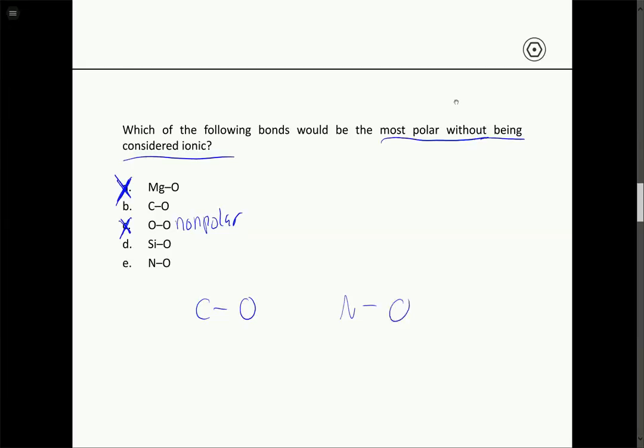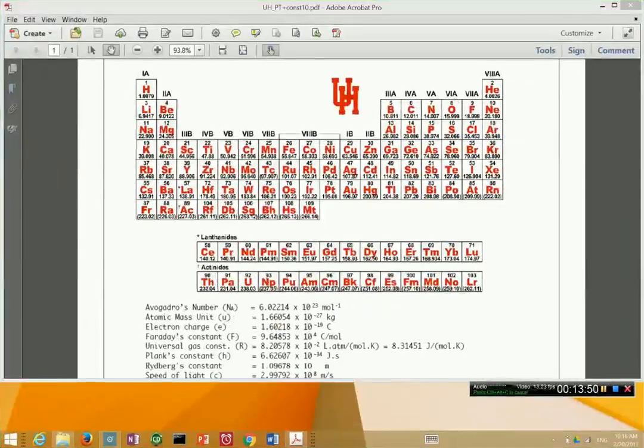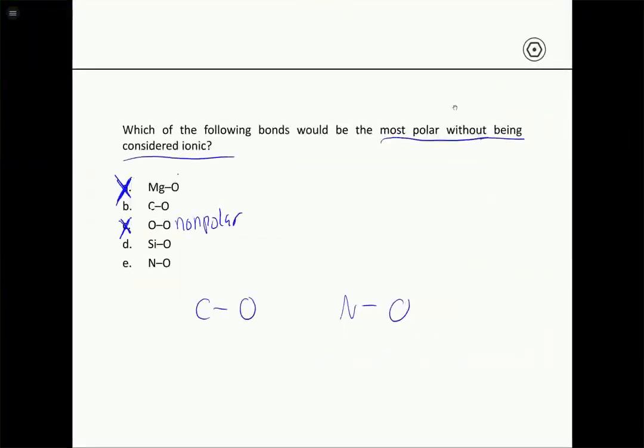This is a pretty straightforward comparison. Because we look at carbon oxygen, nitrogen oxygen. The two that are closer together in the same row are going to give the least polar bond. So oxygen is more electronegative than carbon and nitrogen, but nitrogen's closer to it, so nitrogen oxygen is going to be less polar than carbon oxygen. So carbon oxygen is going to be more polar than nitrogen oxygen.